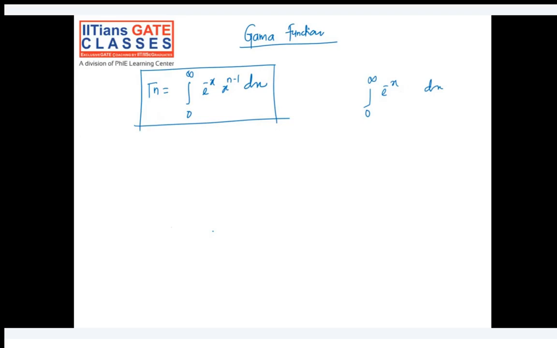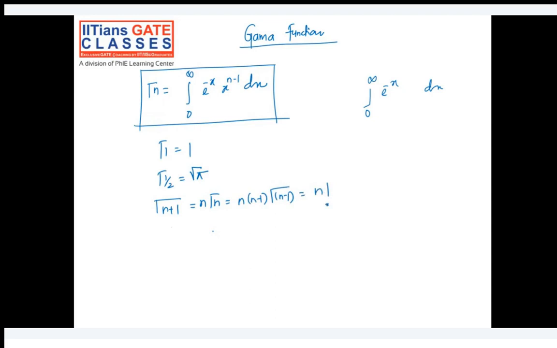So a lot of variety of gamma values are possible here. Some basic things you should know: gamma 1 is 1. Gamma 1 by 2 is root pi. And in general, gamma n plus 1 is n gamma n. It means it is n factorial. Why? Because I can write n gamma n as n into n minus 1, gamma n minus 1. So ultimately it's n factorial. I hope it's clear.